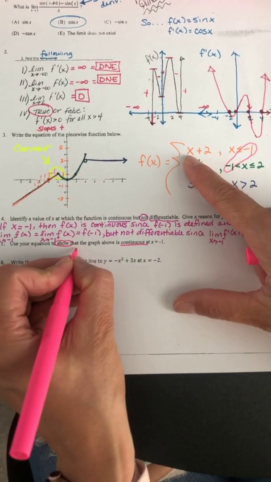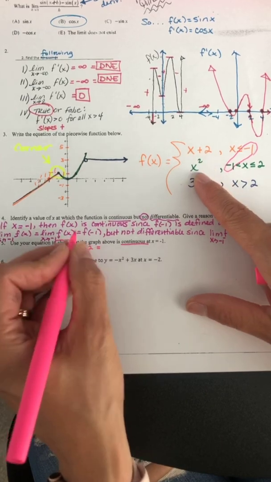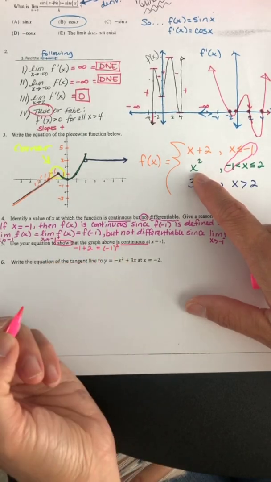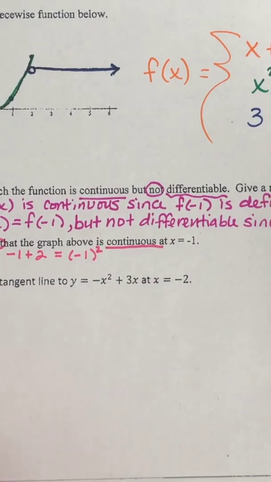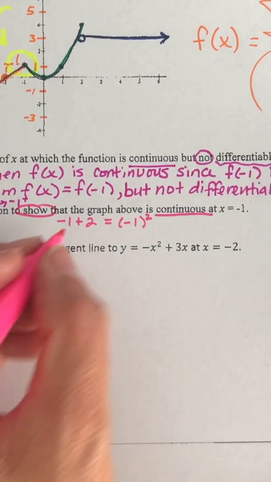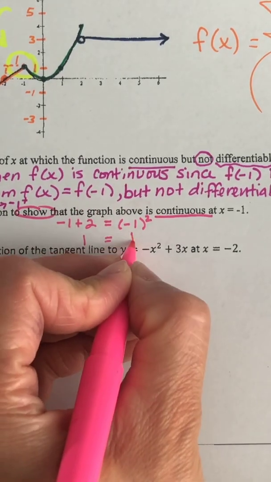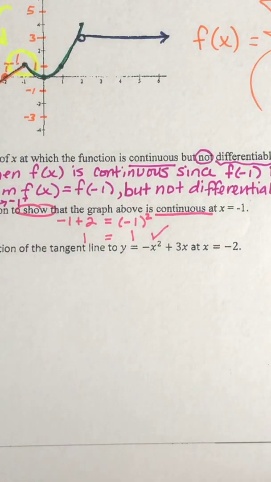So plugging in a -1 for x, I'll have -1 plus 2 equals -1 squared. Let me zoom in because I'm writing really small. Okay, -1 plus 2 is 1. -1 squared is 1. It works. So we just showed that it is continuous.